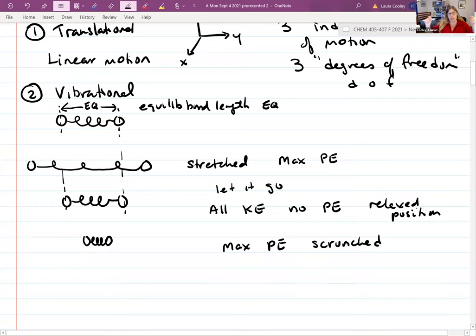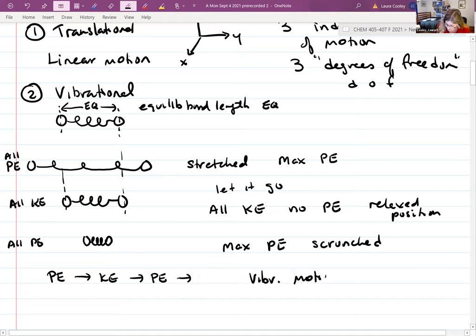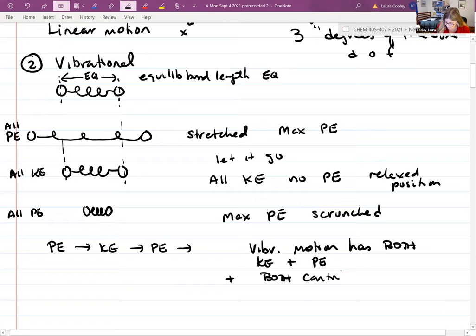So it needs to be pulled out to have potential energy to make it move when you do let it go, or scrunched it to make it want to go like that, you know? So anyway, basically we have potential energy here switching with all kinetic, and then here all potential. And so what you get with a vibrating molecule is both potential energy and kinetic energy, but it keeps switching back and forth. So vibrational motion has both kinetic energy and potential energy, and both contribute to the system's internal energy.